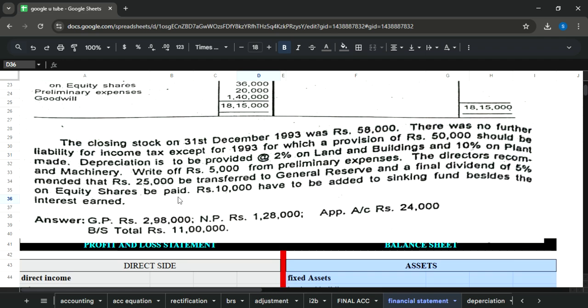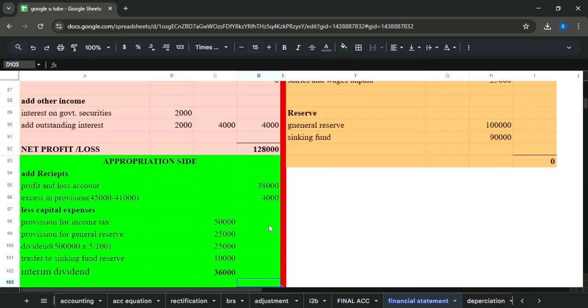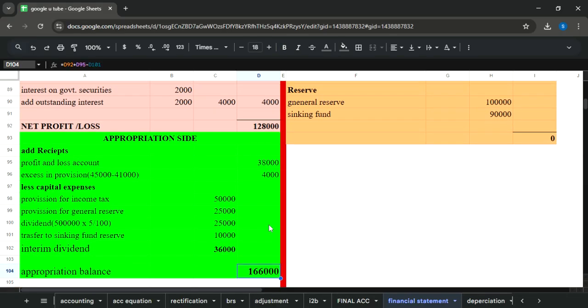So what we have got, net profit is 128,000, and the answer we have calculated is also 128,000. It means our two parts are solved. Now let's start our calculation related to appropriation.